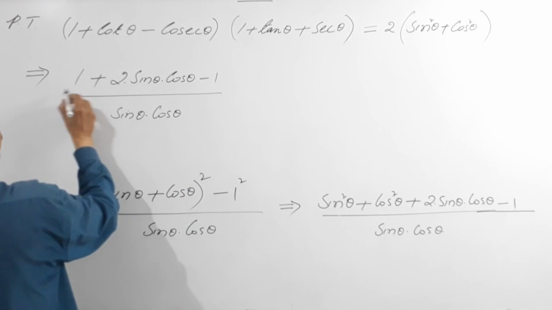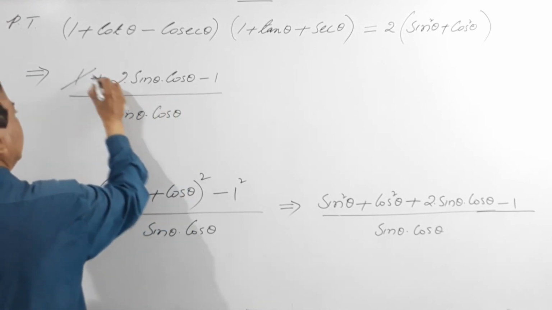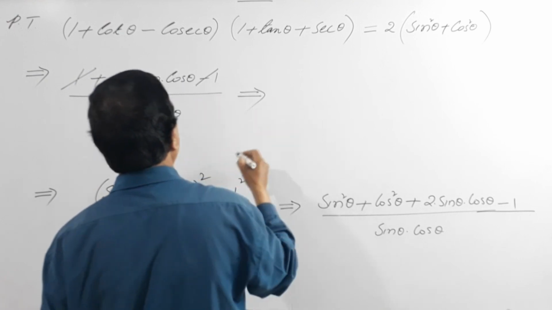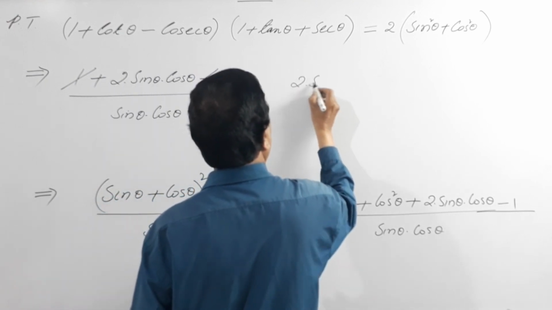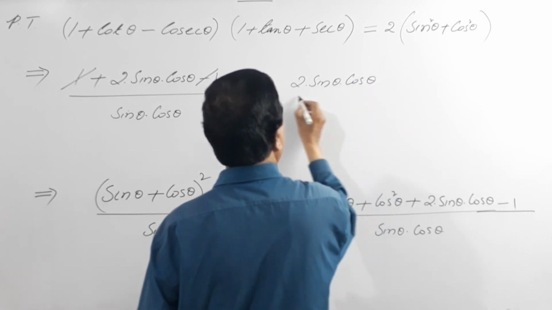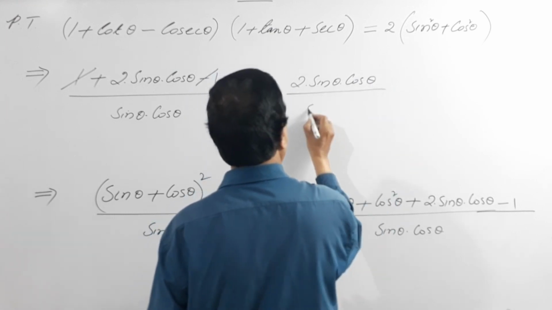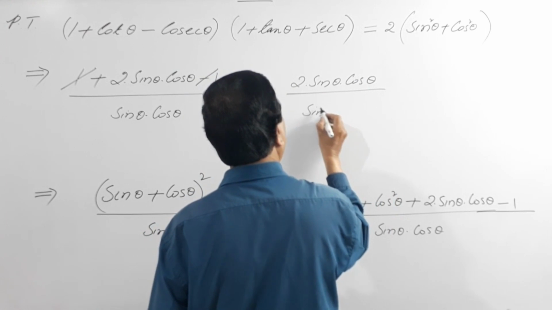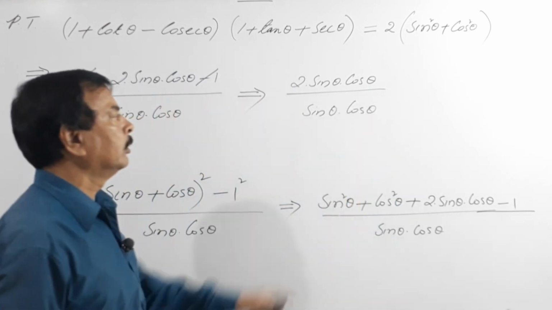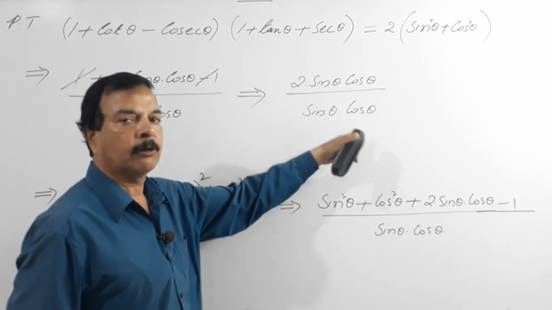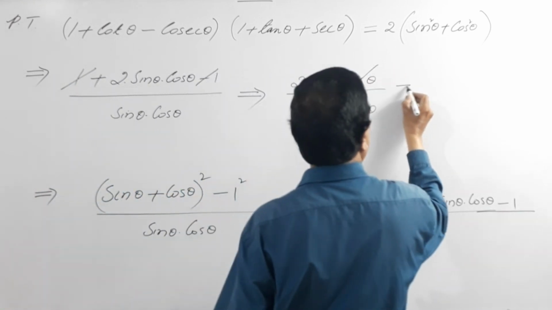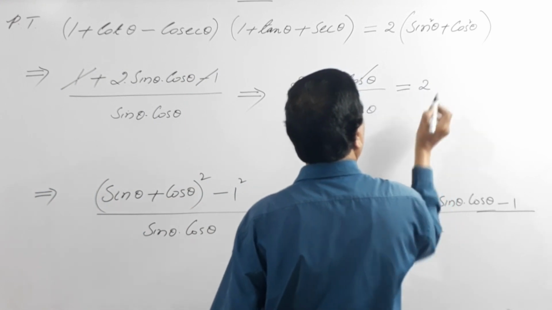So here we have plus 1 and minus 1, plus 1 and minus 1 cancels. We are left with what? 2 sin theta into cos theta divided by sin theta into cos theta. Sin theta cos theta cancels. We are left with what? This is nothing but 2.